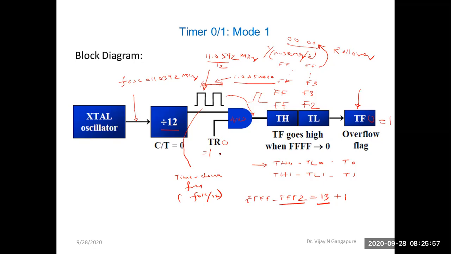We have to stop this timer, meaning we make TR0 zero. We have to clear the TF0 flag bit, and then we can use this timer again. The initial value loaded in the TH and TL registers decides how much time delay gets generated. Right now, how much delay will be generated? 13 plus 1, that is 14 pulses, and for each pulse, how much time is required? 1.085 microsecond.